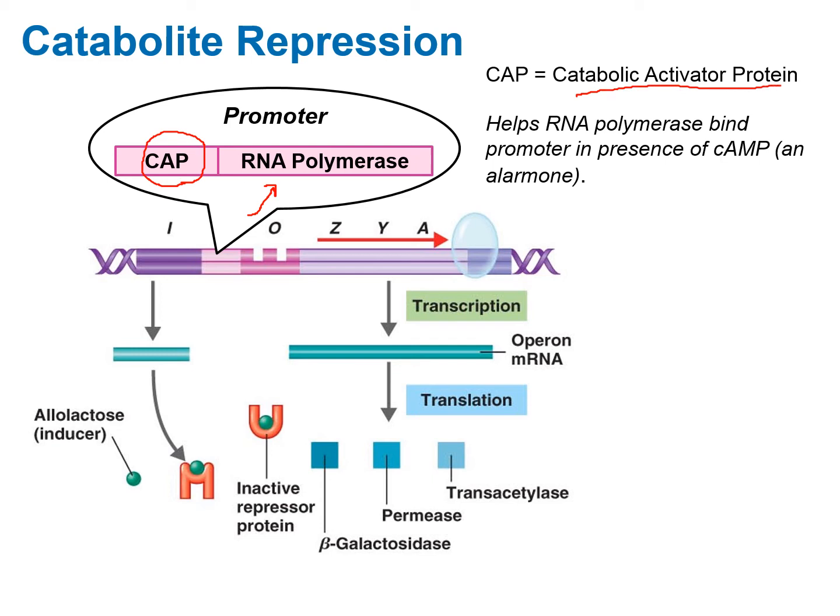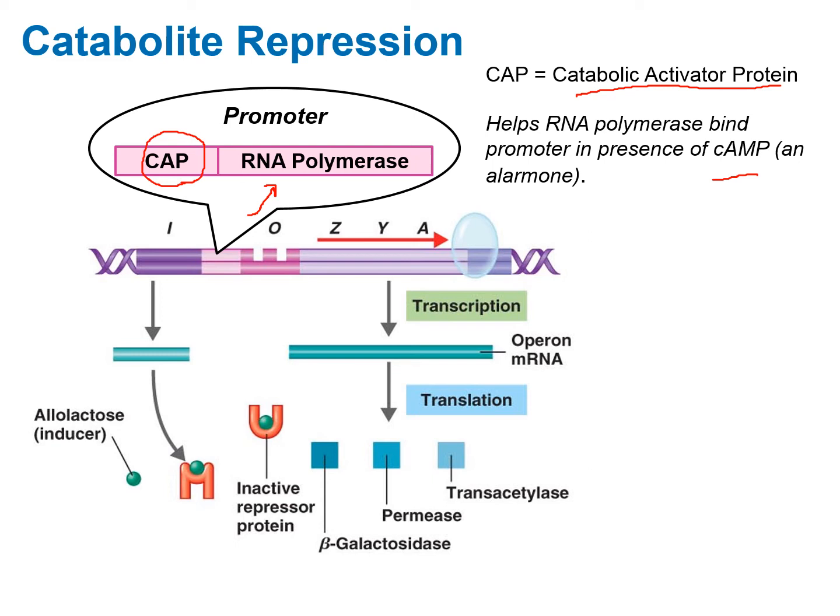This is another protein that binds at the promoter and it helps RNA polymerase bind the promoter in the presence of a specific molecule called cyclic AMP. Cyclic AMP is called an alarmone. You can think of it as being an alarm hormone.